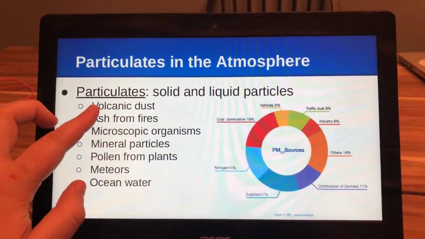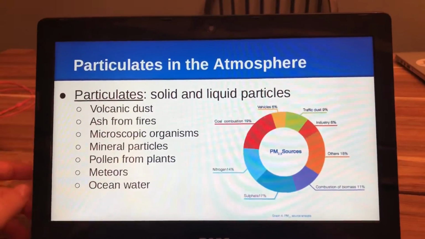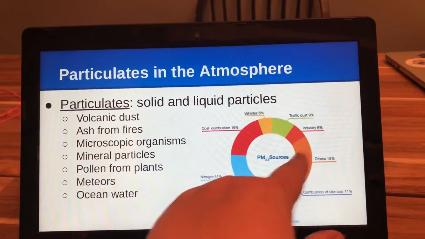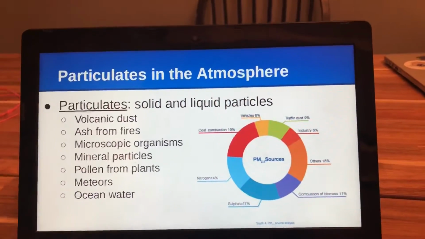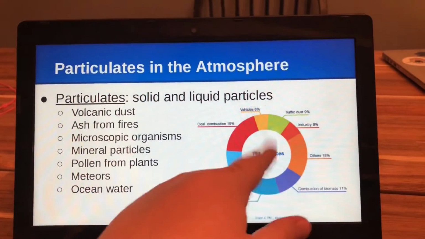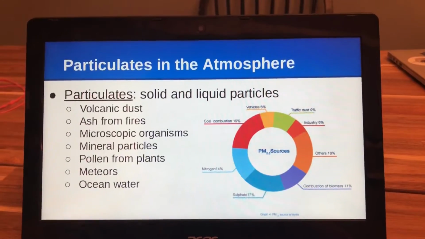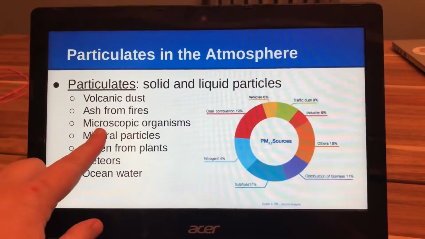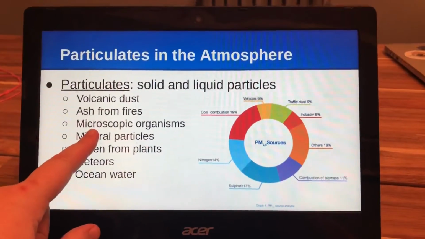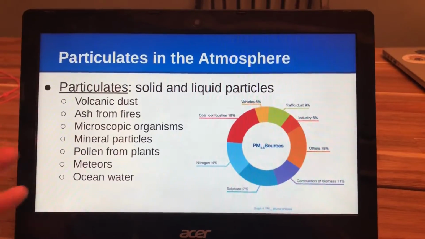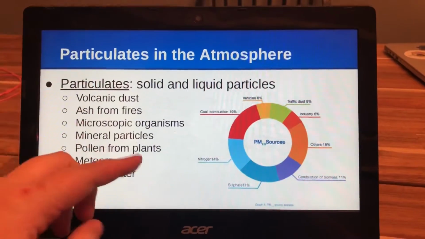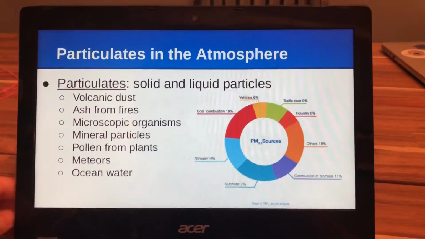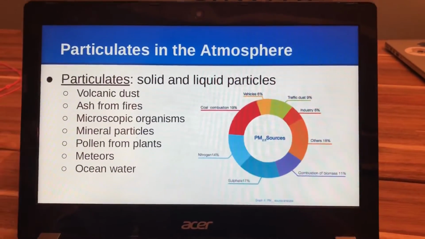All right, so there's volcanic dust, ash from fires. Anytime you have coal combustion, stuff coming out of vehicles, traffic dust. I mean, you've been driving on the road and seen dust and stuff coming off of people's tires and things. Microscopic organisms, so bacteria and particularly viruses right now, that's a component of the atmosphere. That's in the air we breathe. Mineral particles in the form of dust, pollen from plants, that's what's driving your guys' allergies nuts right now.